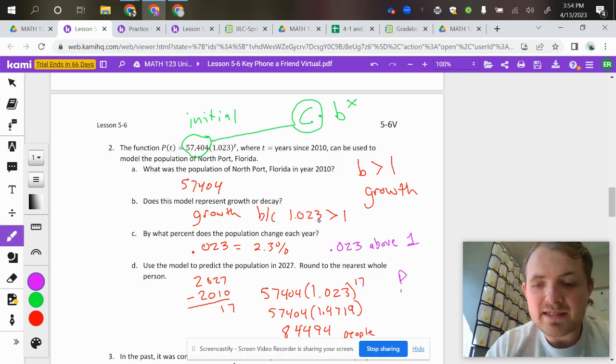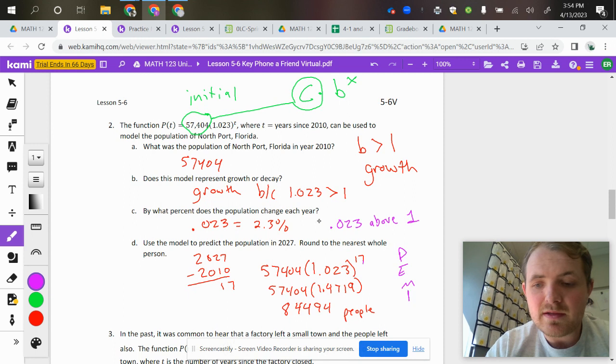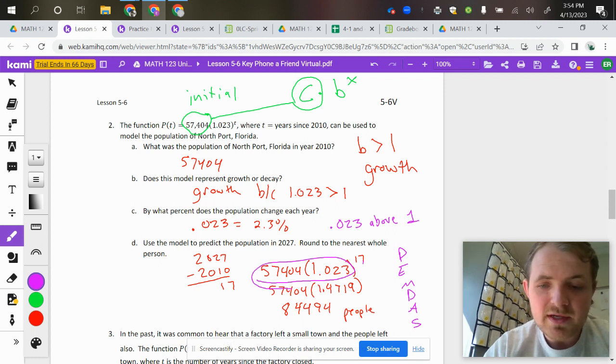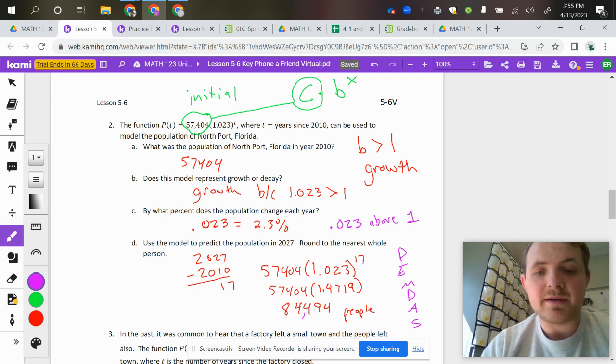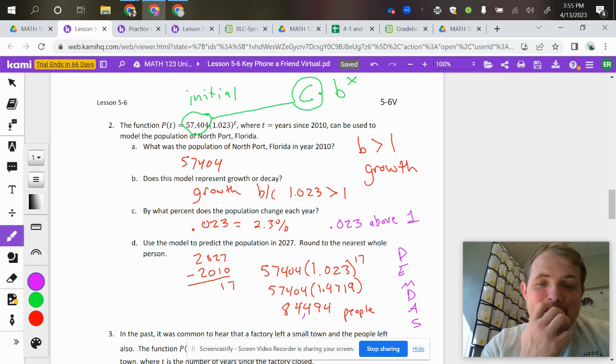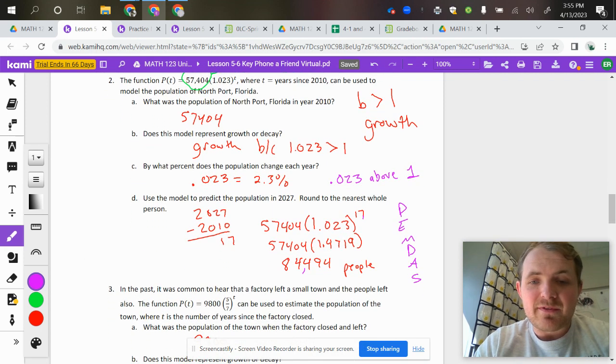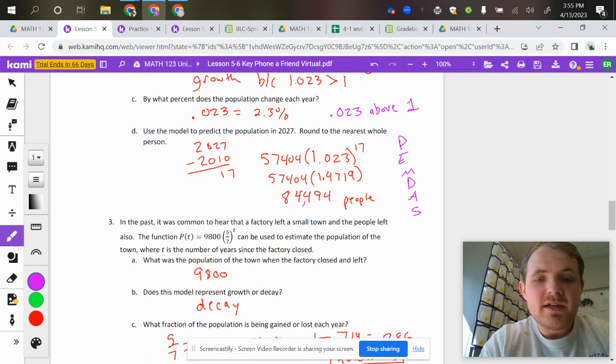Using PEMDAS, I want to deal with the exponent first before I try to multiply those together. So I took it to the 17th power in my calculator, and I got 1.4719, and I multiplied those together to get 84,494 people.